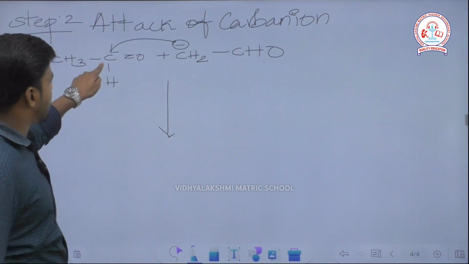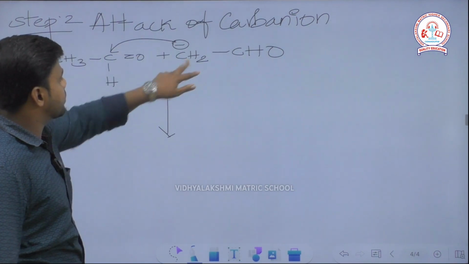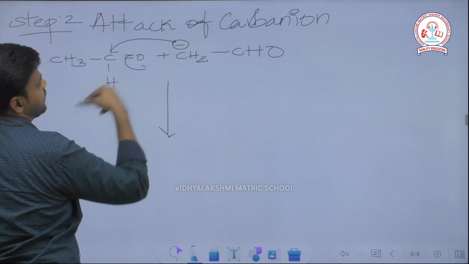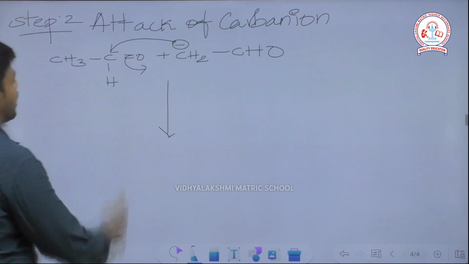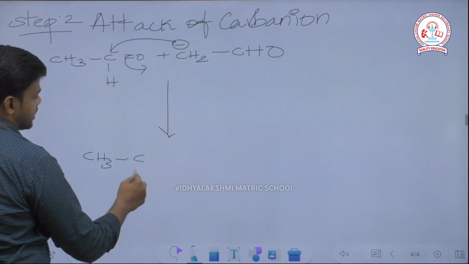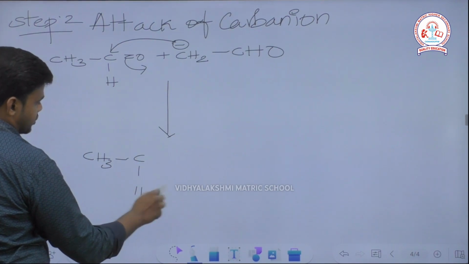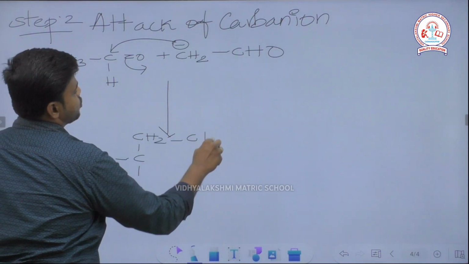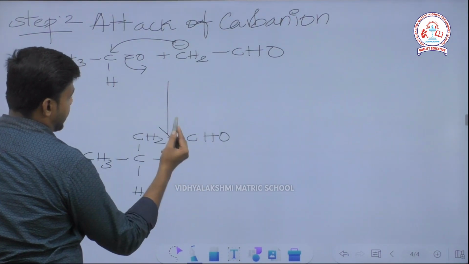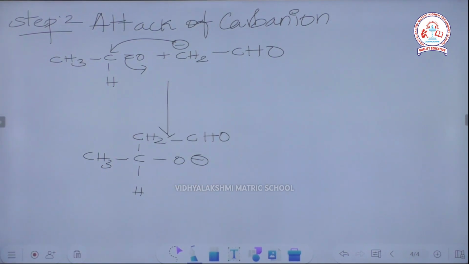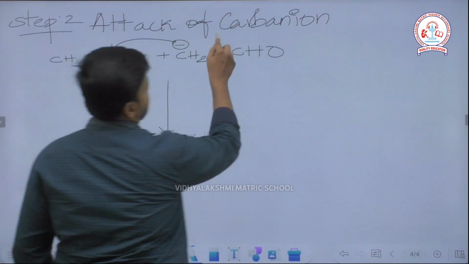A new bond is formed between these two carbons. So oxygen's valency becomes 5, so this bond will shift and exist as a negative charge over the oxygen. So to write: CH3, CH, CH2, CHO. Then on the right side we have O minus. So this is the very first one. So step 2 is the attack of the carbanion.